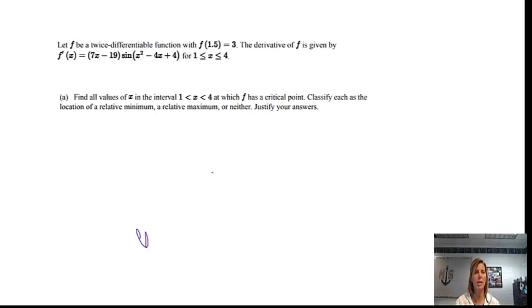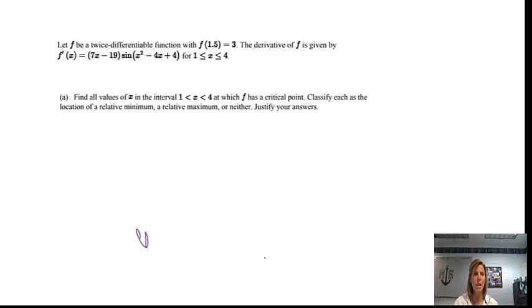This one says let f be a twice differentiable function with f of 1.5 equal 3. So that was nice that they told us some information. And then they also say that the derivative of f is given by f prime of x is equal to the quantity 7x minus 9 times sine of the quantity x squared minus 4x plus 4 for the interval 1 to 4.